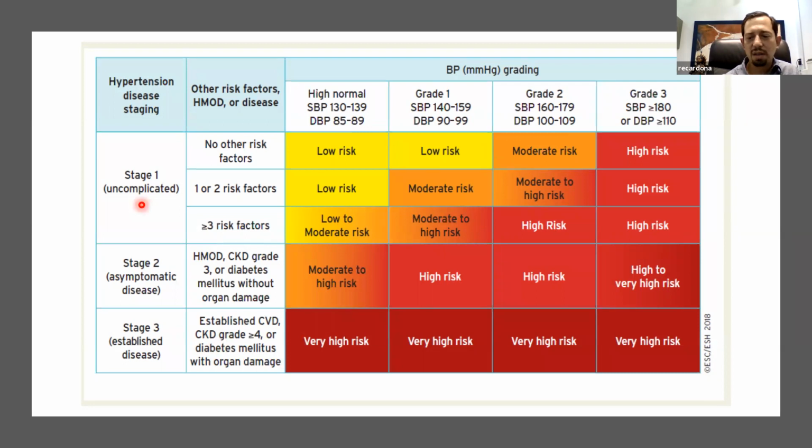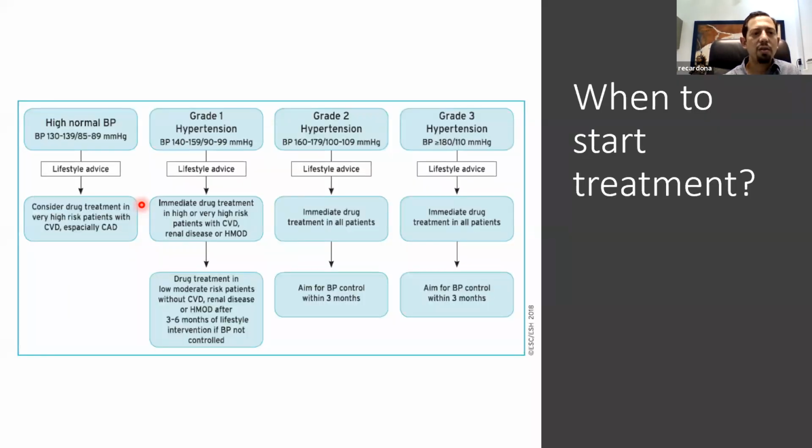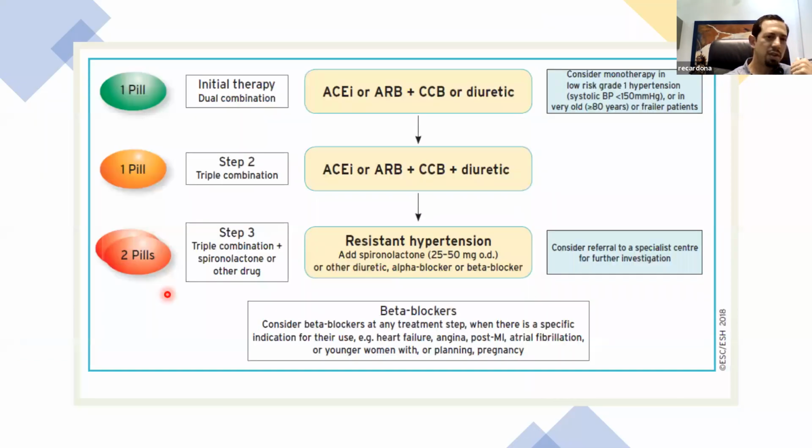The higher the risk, the more aggressive the treatment has to be. The lower the risk, the less aggressive the treatment needs to be. So we can even start with just lifestyle changes in normal high blood pressure or grade 1 hypertension. And as the risk and the blood pressure increases, we're going to add treatment. Which treatment we're going to add?